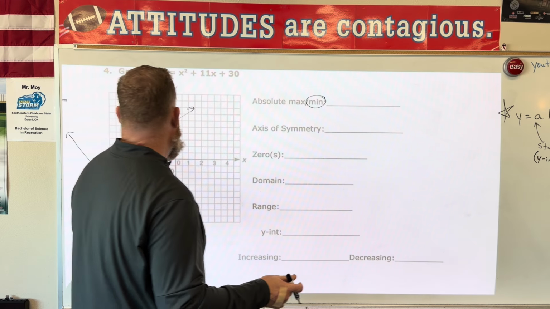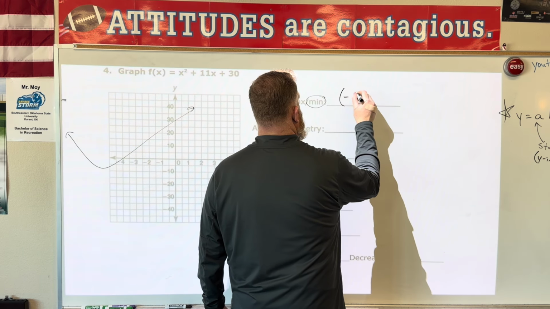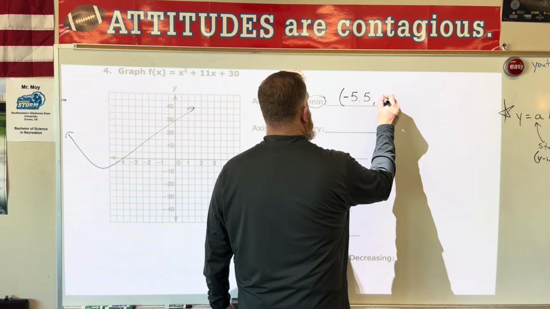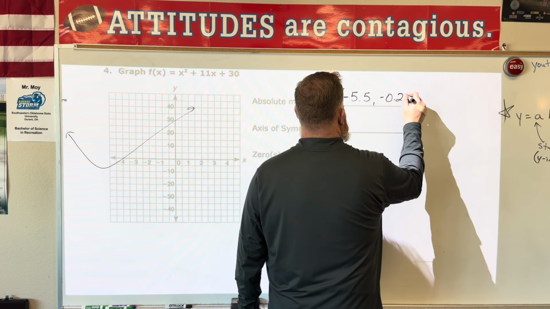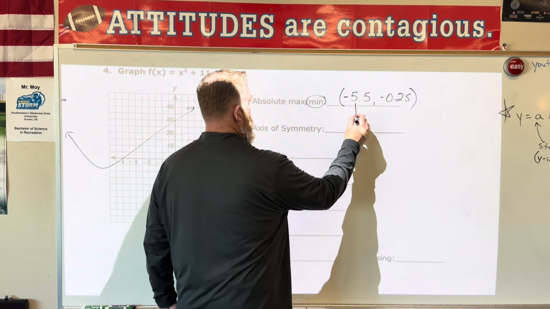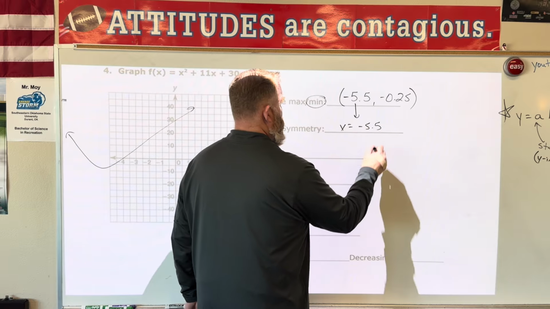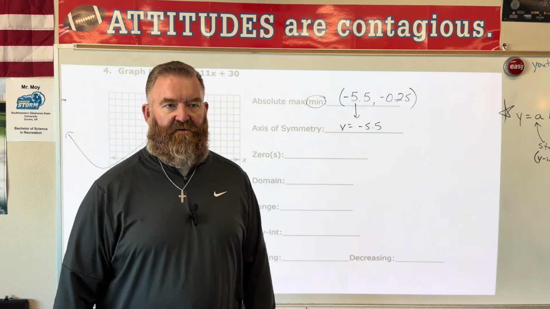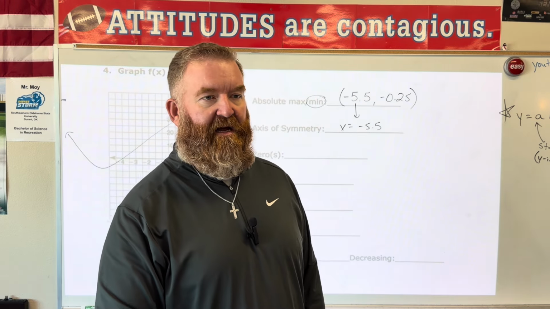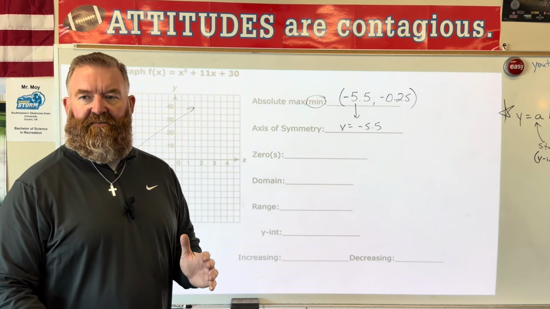Okay, so we're good. All right, so what's my minimum? What is that point? Negative 5.5. Okay, perfect. All right, so my axis of symmetry is? Good. I'm glad you said x equals. Thank you for saying x equals. It's a vertical line. Okay, axis of symmetry. The x should be a dead giveaway in axis of symmetry.